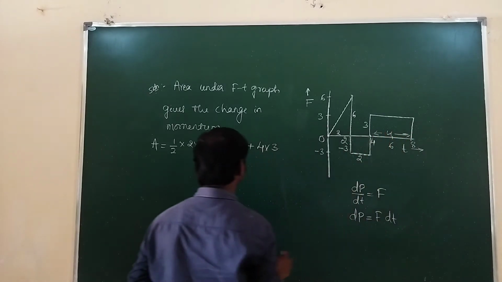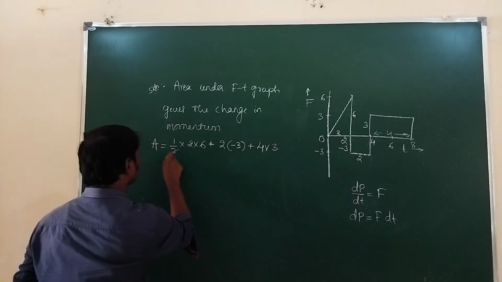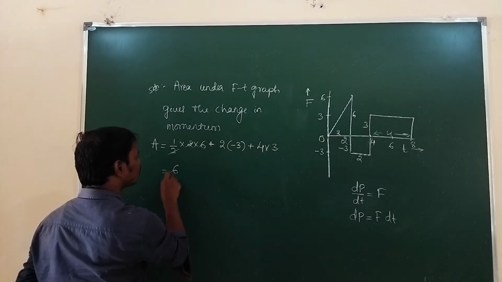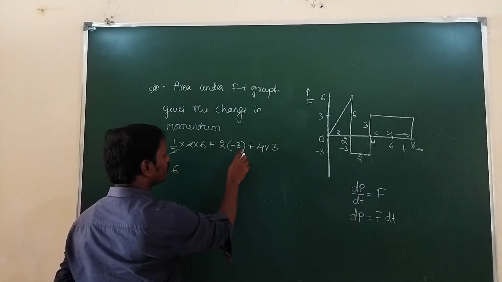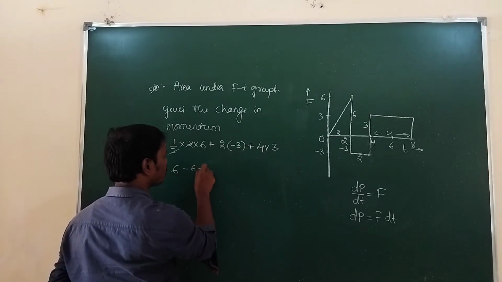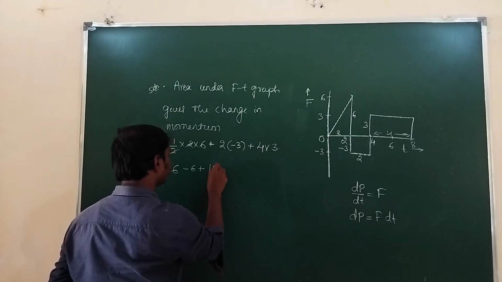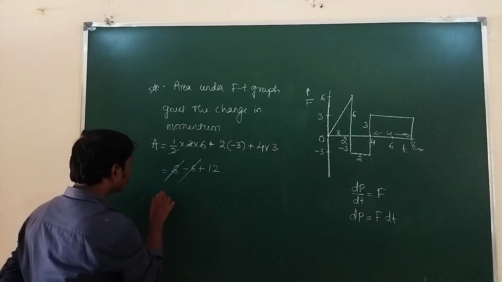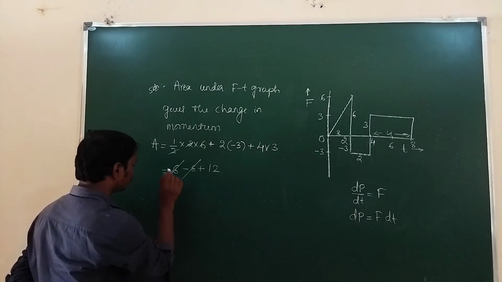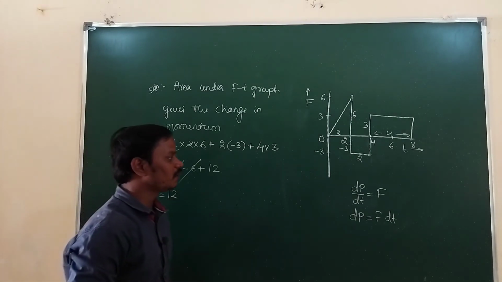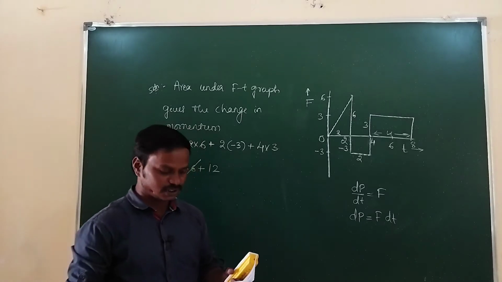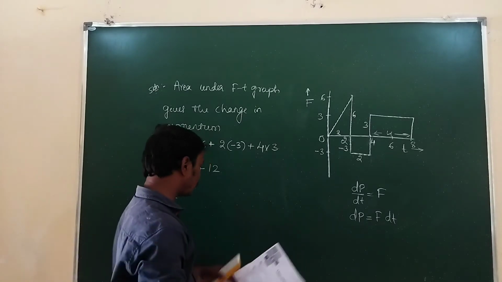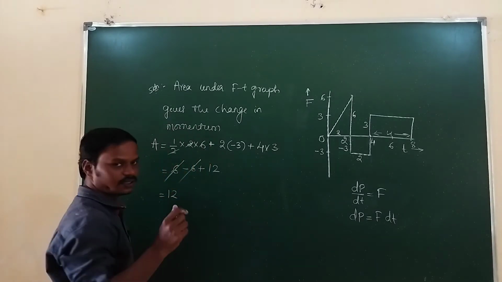Okay. Now so 4 into 3. 2 get cancelled. Now it is 6. Then 2 into minus 3, that is minus 6, plus 4 into 3, that is 12. Then plus 6 minus 6 get cancelled. Now what is answer? That is 12. Then what is the unit of the change in momentum? The unit of change in momentum is kg meter per second, otherwise Newton second.